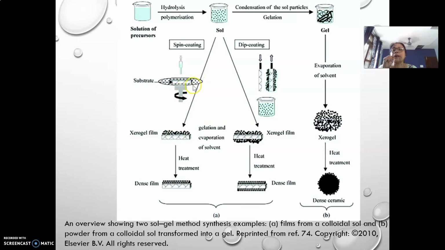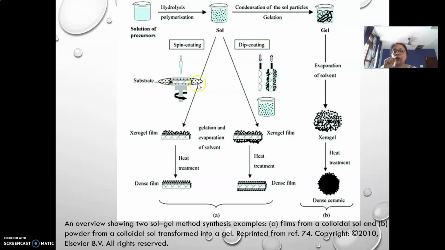It will allow other particles to go, and a minimal amount will be there. Rotate it and you will get the aerogel. Heat treatment, you will get a dense film. That means this is a film where you deposit your sol and then move it in such a way that a uniform film is created, and then allow the film to heat and you will get the dense film of nanomaterial. And this is spin coating.